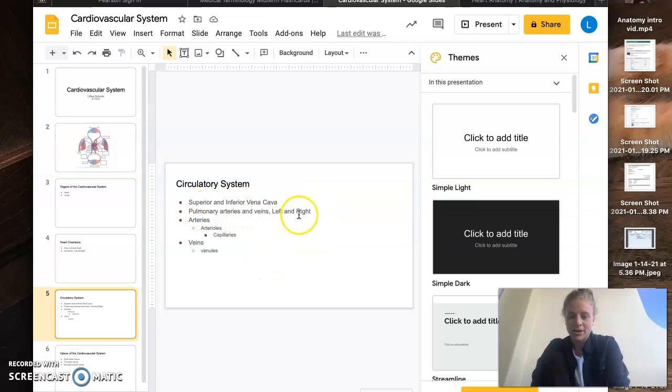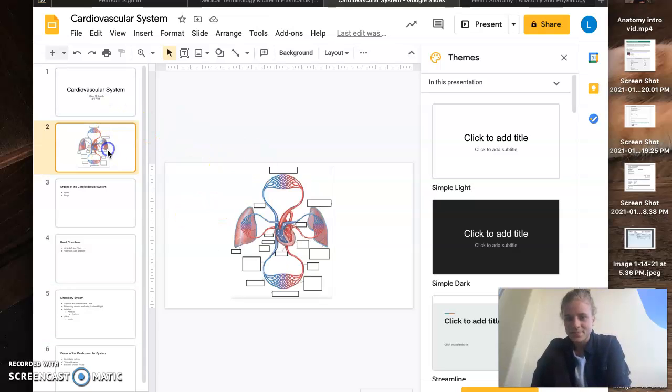Next, we've got the pulmonary arteries and veins. We've got the pulmonary artery, it's going to be this one right here. The pulmonary artery is going to deliver deoxygenated blood to the lungs, where it becomes oxygenated and comes out through the pulmonary vein. That is going to carry the oxygen-rich blood from the lungs back to the heart to be pumped around the body.